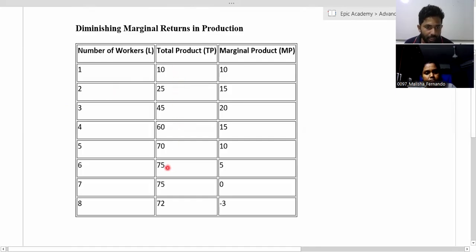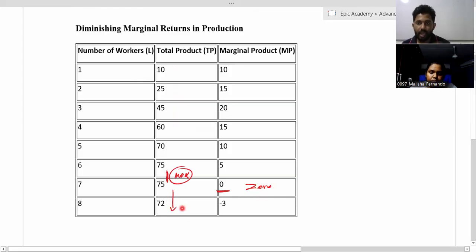It reached the maximum point. This is the maximum point, 75. When the total production reached the maximum point, what happened to the marginal production? It becomes 0.